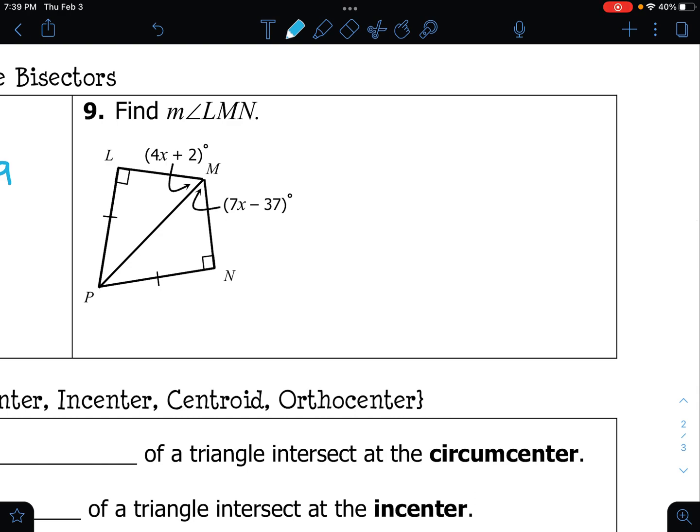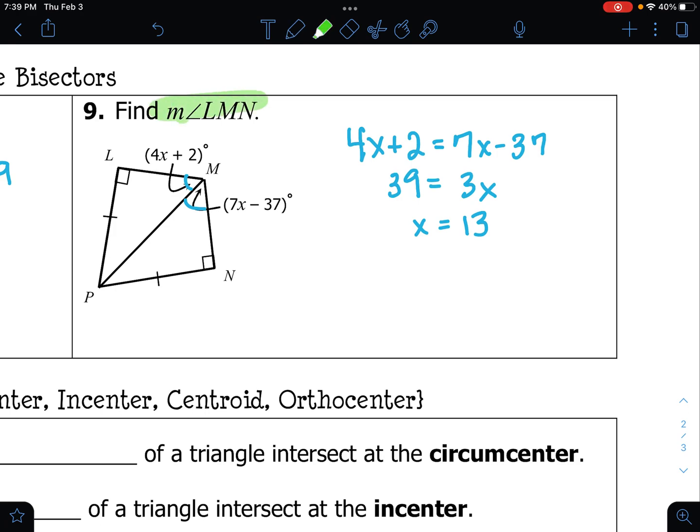Number 9. Again we have part equals part because these two angles are congruent. So that's going to be 4x plus 2 equals 7x minus 37. We're going to subtract 4x from both sides. We get 3x. Going to add 37 to both sides. That's going to be 39. Divide both sides by 3. That's 13. And we're going to plug this back in to find LMN.